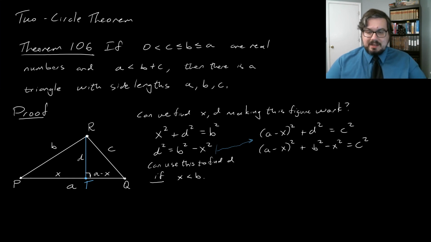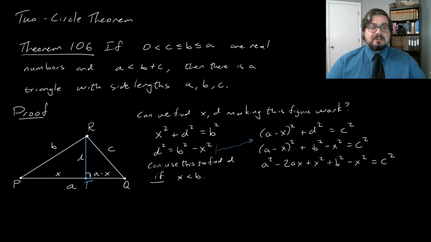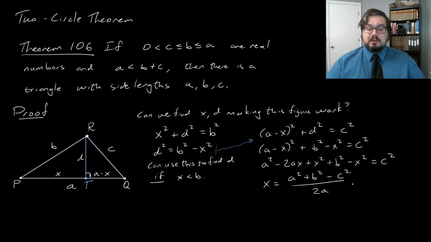So let's go ahead and expand this out, see what we get. So we get a squared minus 2ax plus x squared plus b squared minus x squared equals c squared. Now there's a lot of cancellation here, but if we wind up solving for x, what we get is that x is equal to a squared plus b squared minus c squared all over 2a. And so this is great. We can just let x equal a squared plus b squared minus c squared over 2a, and then define d to be the square root of b squared minus x squared.